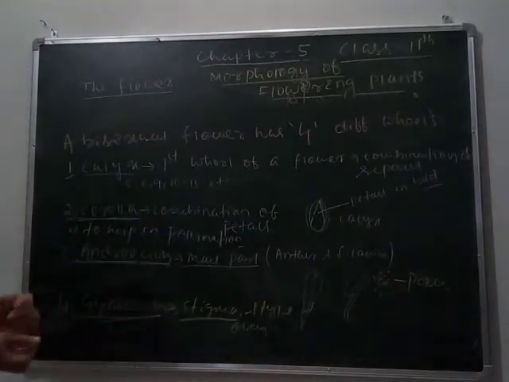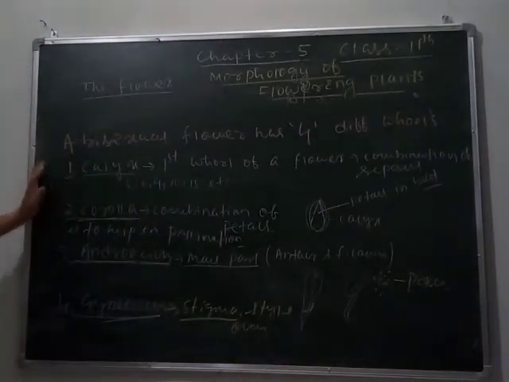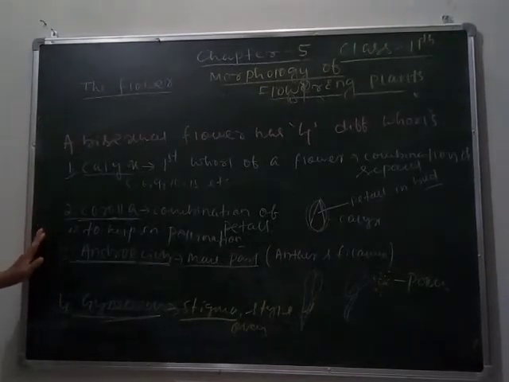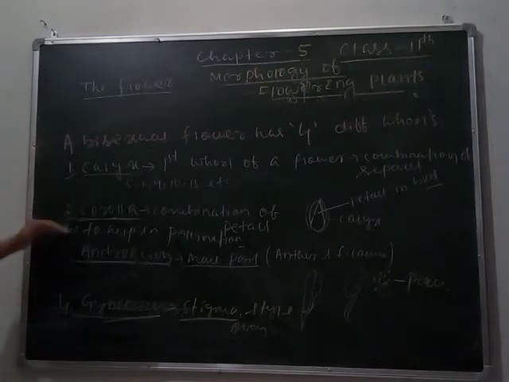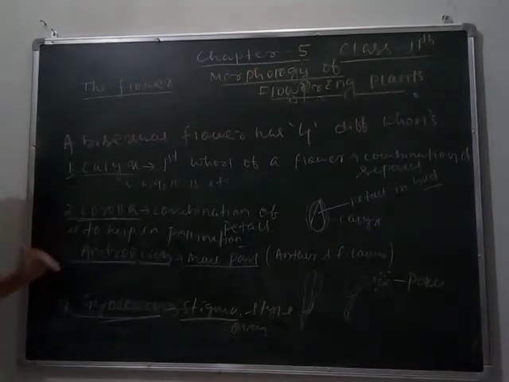So these are the parts of flower: calyx, corolla, androecium and gynoecium. They complete a flower. In case of unisexual flower, either androecium or gynoecium, one of them is present. So for today, this is all about the flower.